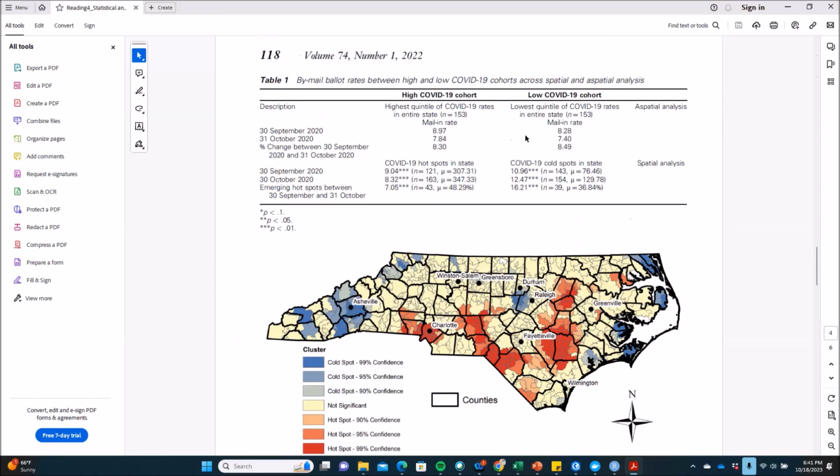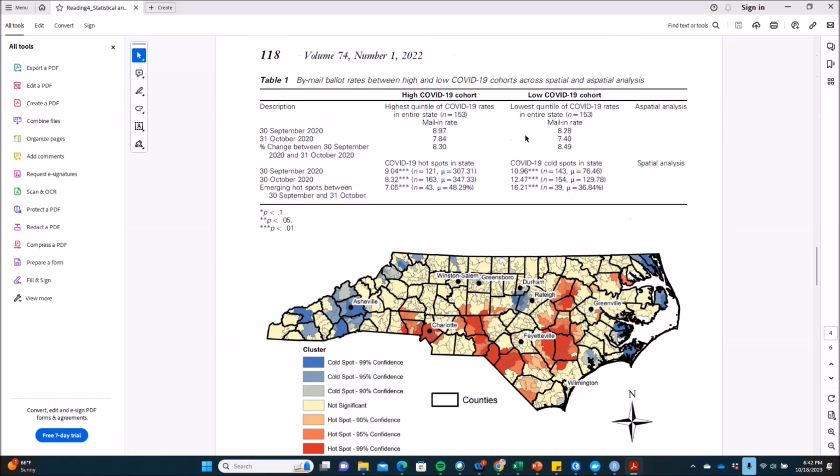You can see there are differences in September and October, which is a couple days before the election, and then even the emerging hotspots, which were the areas that were yellow, that eventually became blue. Those are called emerging hotspots.